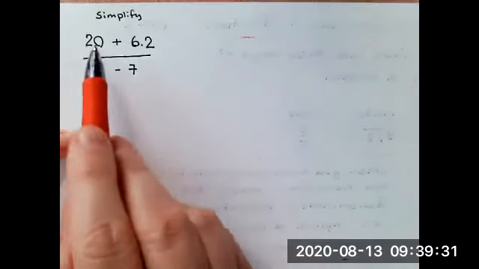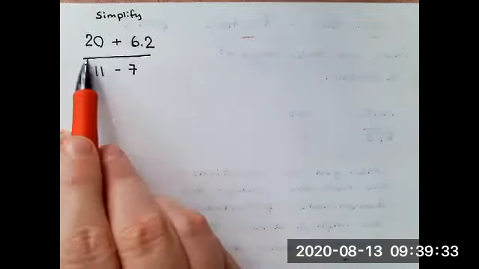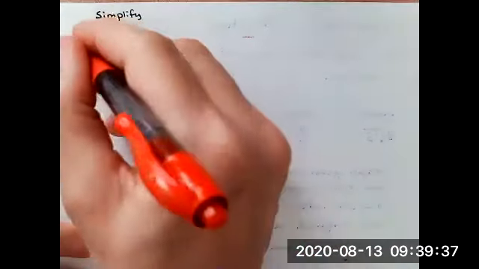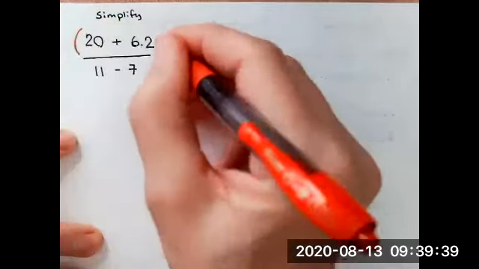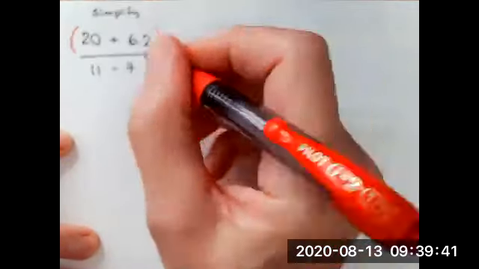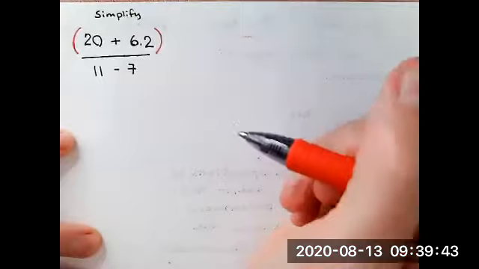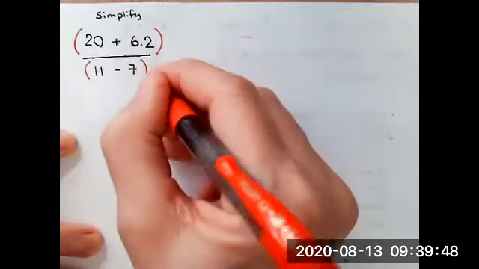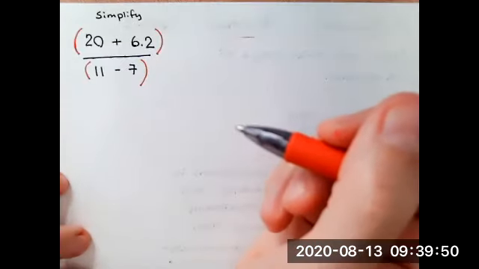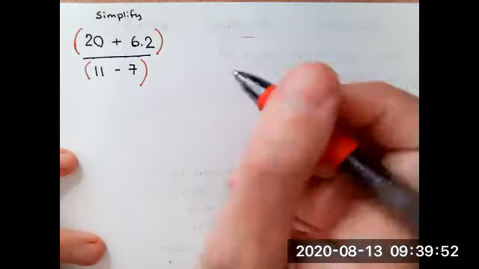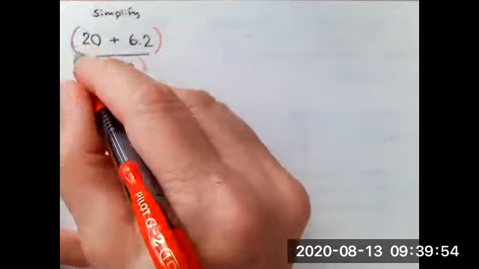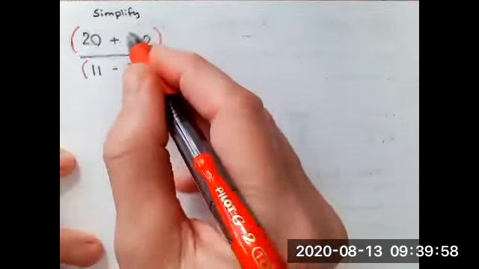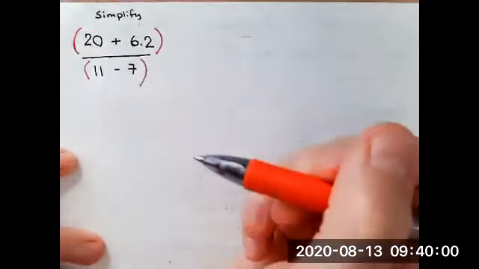So we have 20 plus 6 times 2 divided by 11 minus 7. So again, if you have operations in the numerator, parentheses are implied around the numerator. If you have operations in the denominator, parentheses are implied around the denominator. So you simplify everything in the numerator, simplify everything in the denominator, and then divide.